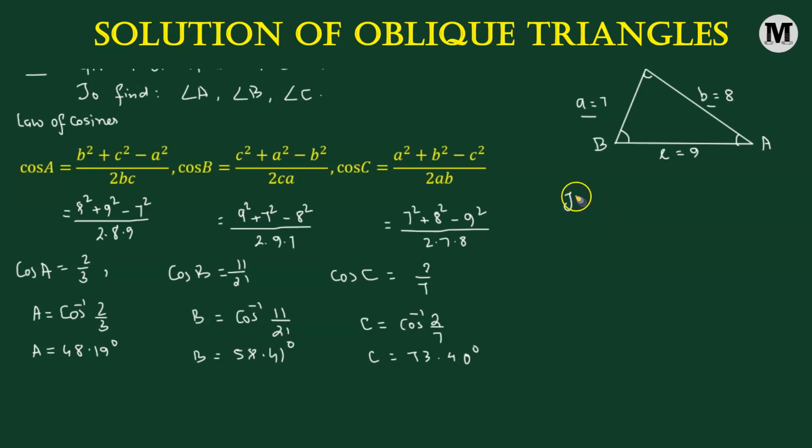We can say finally that angle A is going to be equal to 48.19 degrees. The measure of angle B is going to be equal to 58.41 degrees, and C is equal to 73.40 degrees.